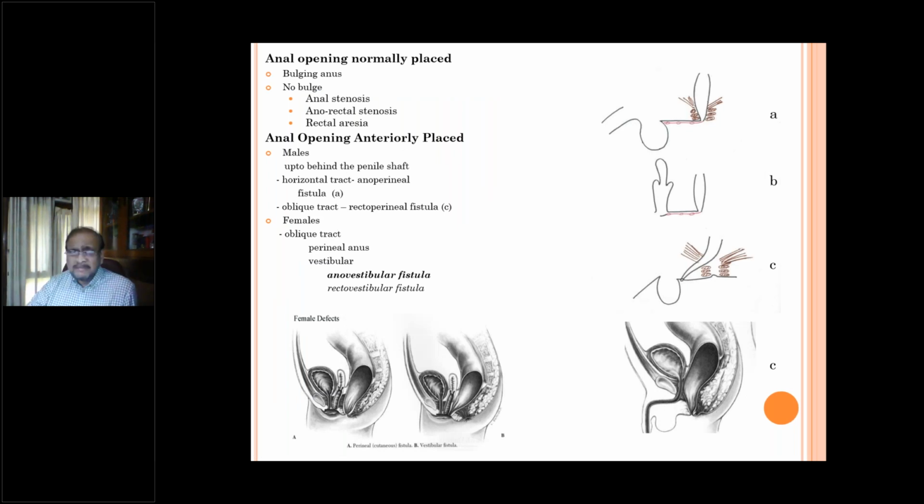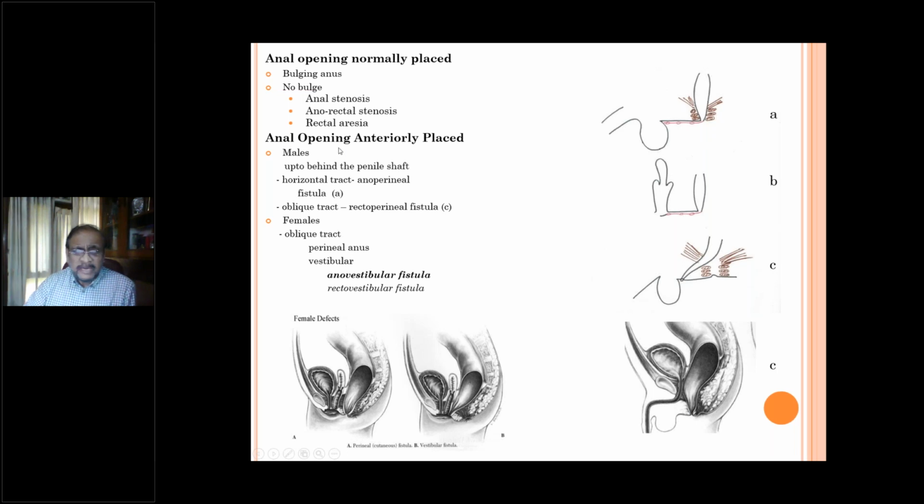So if you're looking at number one, that is anal opening normally placed, you can have a bulging anus or you don't have any bulge. If you don't have any bulge, there's something wrong out here. There could be an anorectal stenosis out here, or a stenosis out here, or you could be having a rectal atresia. This has not developed, but this has developed. So you're seeing the anal opening normal, but you're not seeing any kind of bulge, no egress of mucosa.